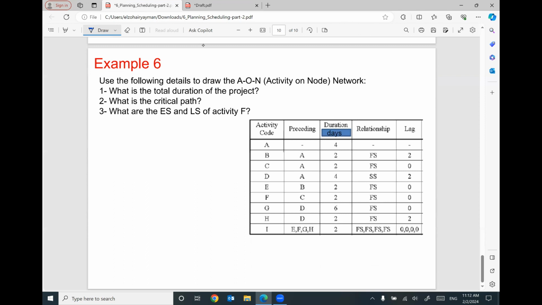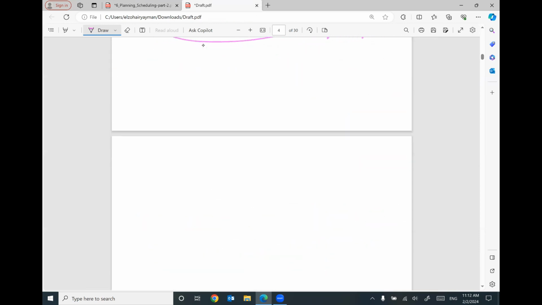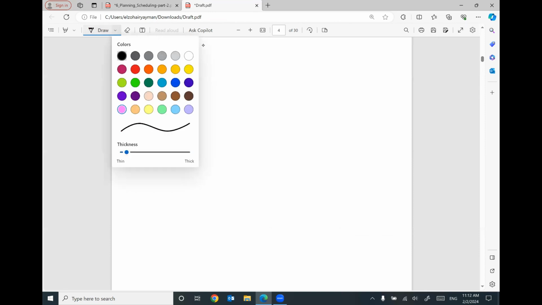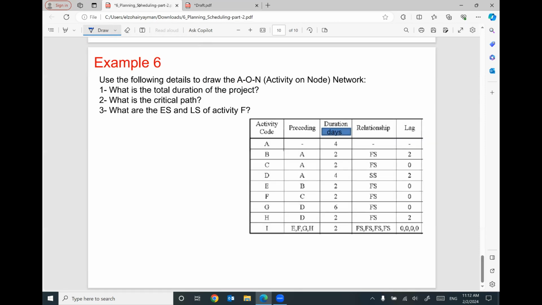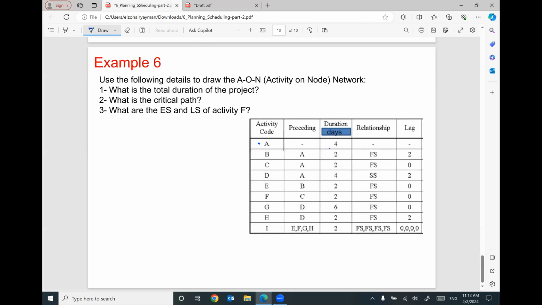The last example in this video is this one. We need first to create the activity on node network, then we need to make scheduling for this project. We have here activity A without any predecessors. So here is activity A. Looks like activity A is the first activity in the project. The duration of activity A equals 4 days.